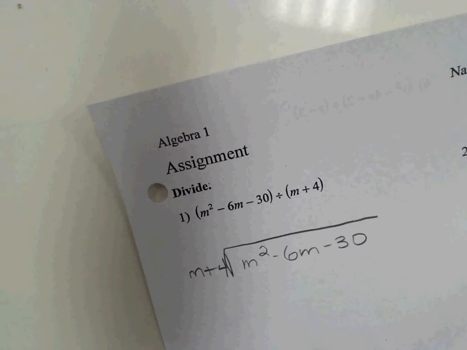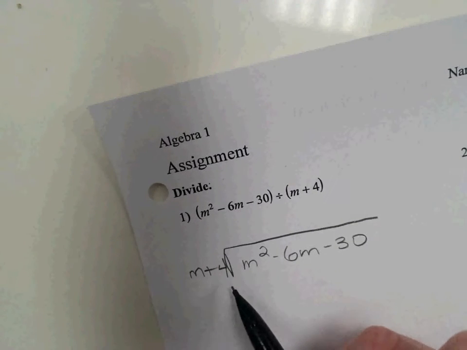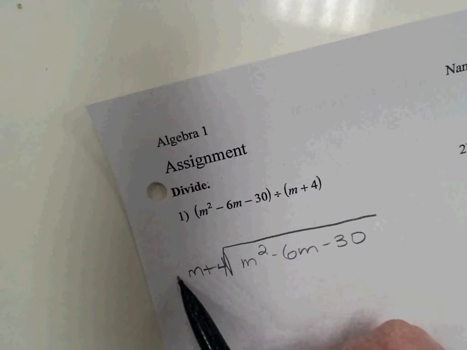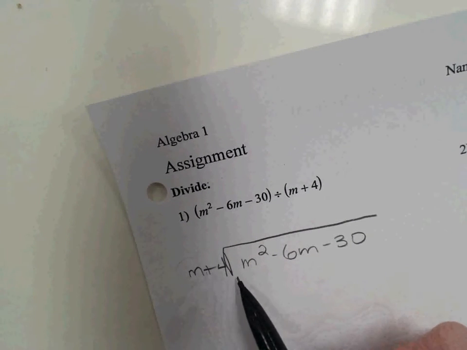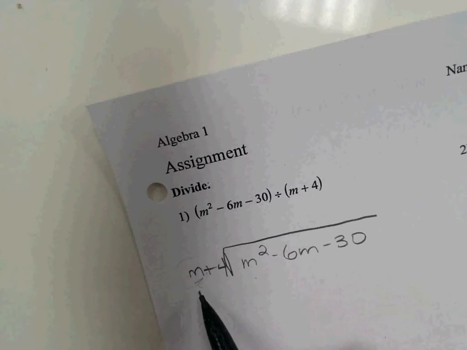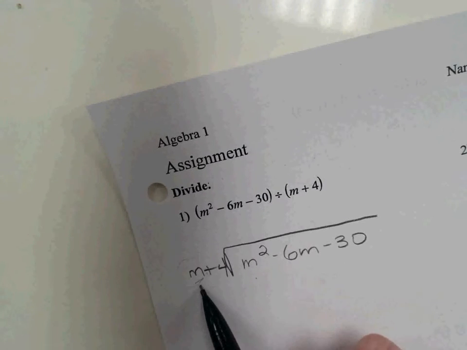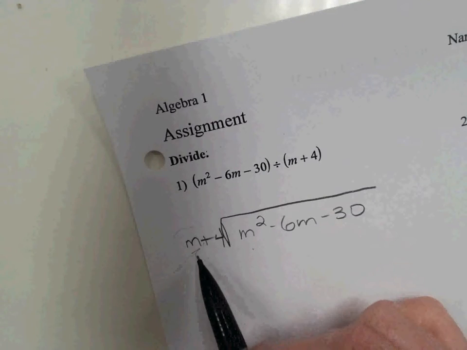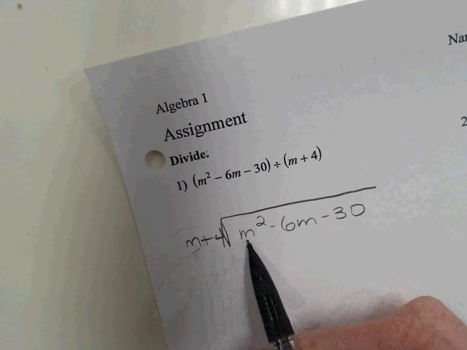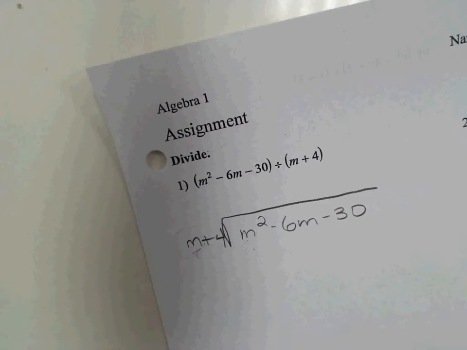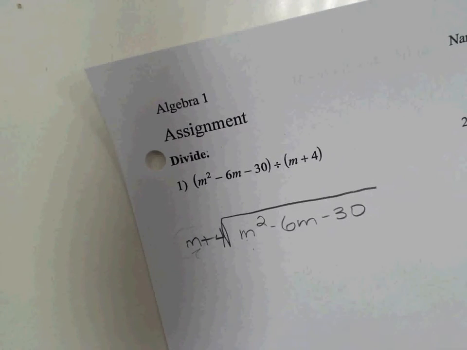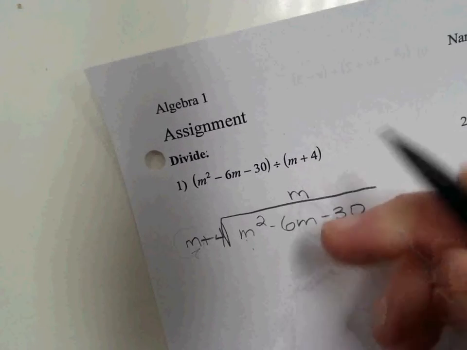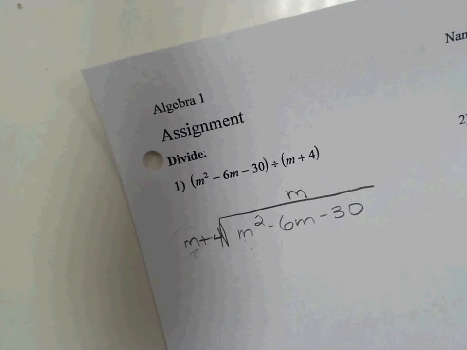And then, just like we did with our long division in the opener, we ask ourselves, how many times does m go into m squared? So we're really only focusing on the first term in our divisor. M times what is m squared? M times m is m squared. So go to wherever the m's are and put the m above it.